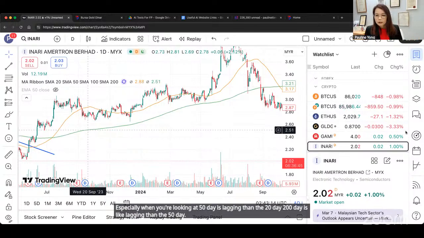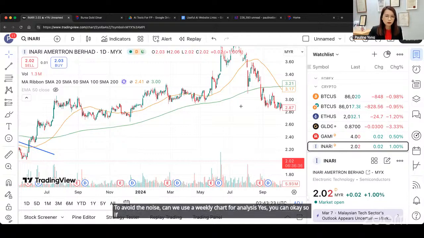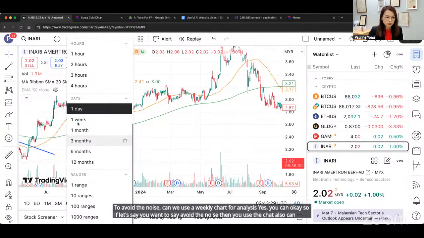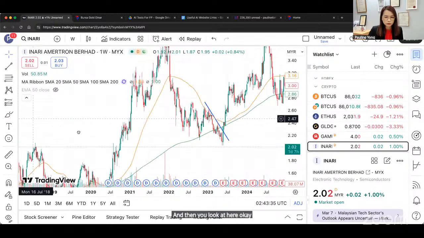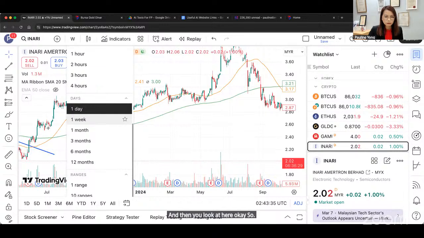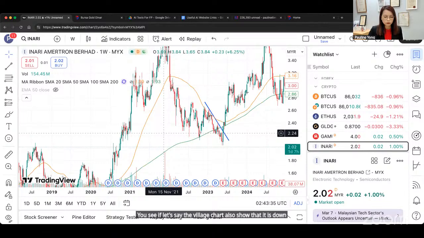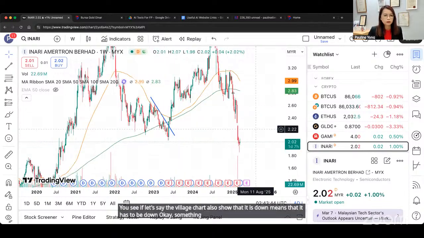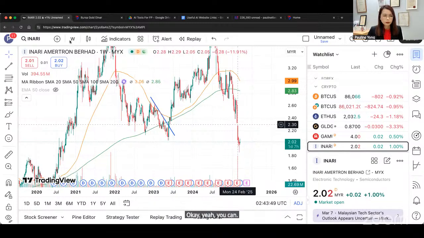To avoid the noise, can we use the weekly chart for analysis? Yes, you can. If you want to avoid the noise, then you use the weekly chart also can. So then you look at the weekly chart, and you look at here. If the weekly chart also shows that it is down, it means that it has to be down. Okay, yeah, you can. This will be a longer time frame.